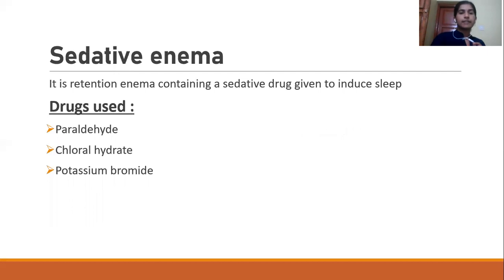Next is sedative enema. So sedative enema is a retention enema containing a sedative drug to induce sleep. So for sedation purpose we are using it. So drugs are paraldehyde, chloral hydrate or potassium bromide. These are the common sedative enema solutions.